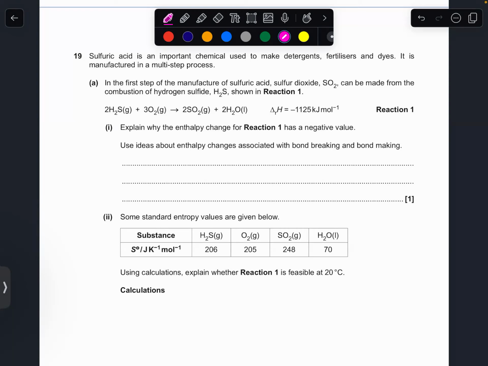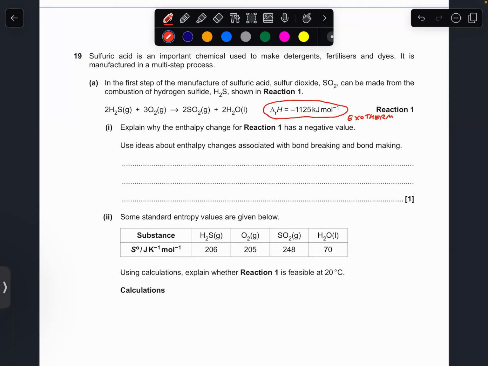In the first step of the manufacture of sulfuric acid, sulfur dioxide can be made from the combustion of hydrogen sulfide, and the equation is given there. Explain why the enthalpy change is a negative value. So we know this as exothermic.